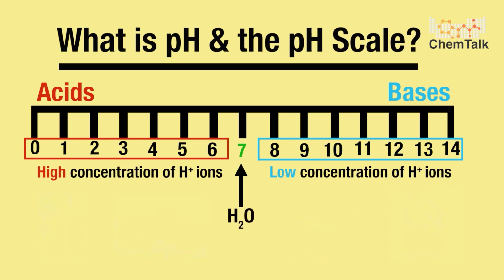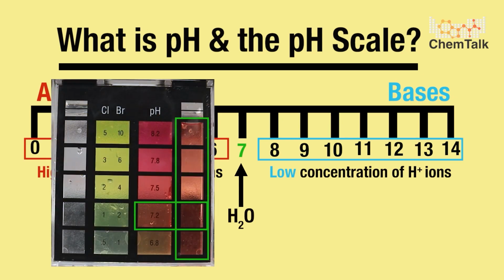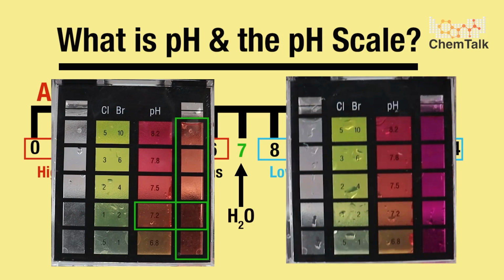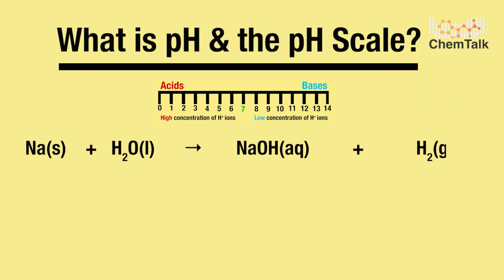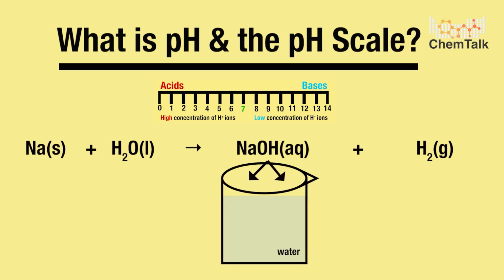In this experiment, the pH of water before the addition of sodium was close to 7. This is what we would expect the pH of water to be. However, after the addition of sodium, the pH increased. Let's re-examine the chemical equation to explain this pH increase. Sodium reacts with water to form sodium hydroxide and hydrogen gas. Sodium hydroxide is a base because it produces hydroxide ions in water. The hydroxide ions can react with any hydrogen ions in the solution to form water. As a result, the concentration of hydrogen ions decreases, which increases the pH.